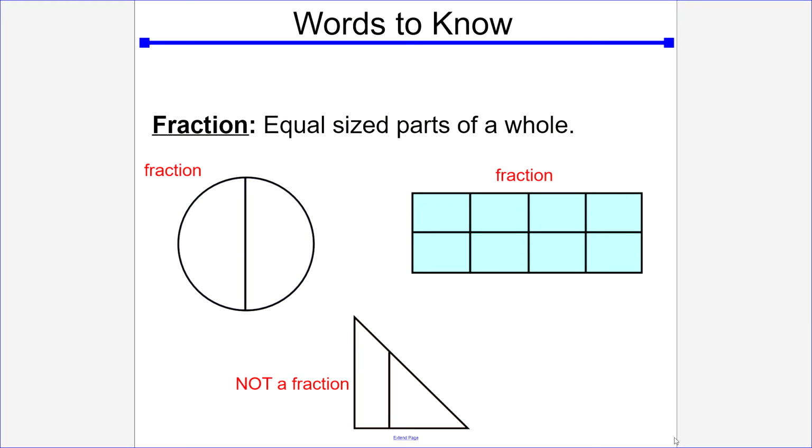You know that a fraction is equal-sized parts of a whole. This circle is showing a fraction because the unit, the circle, is broken into two equal-sized parts. This rectangle is also showing a fraction because the unit, the rectangle, is broken into 8 equal-sized parts. This triangle is not showing a fraction because while it is broken into 2 parts, the 2 parts are not the same size or the same shape. It is not broken into equal-sized parts, so this is not a fraction.